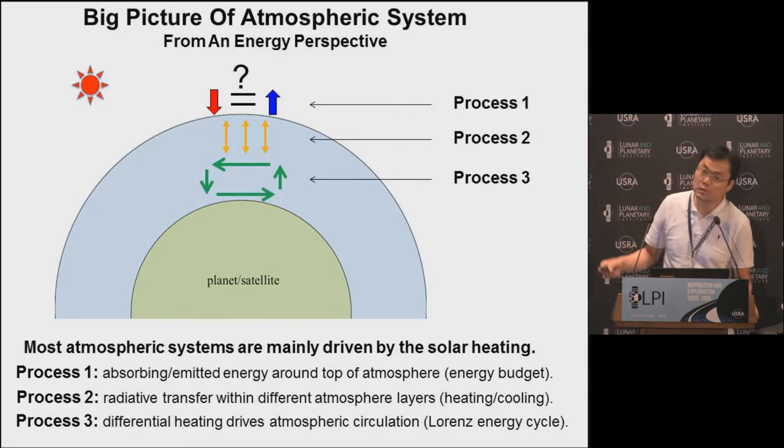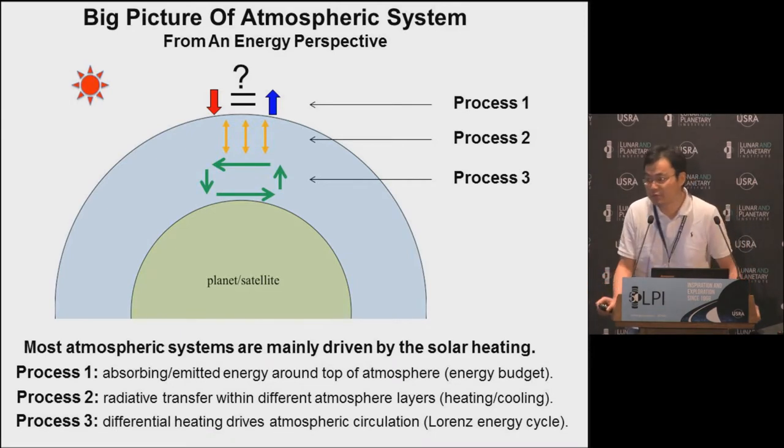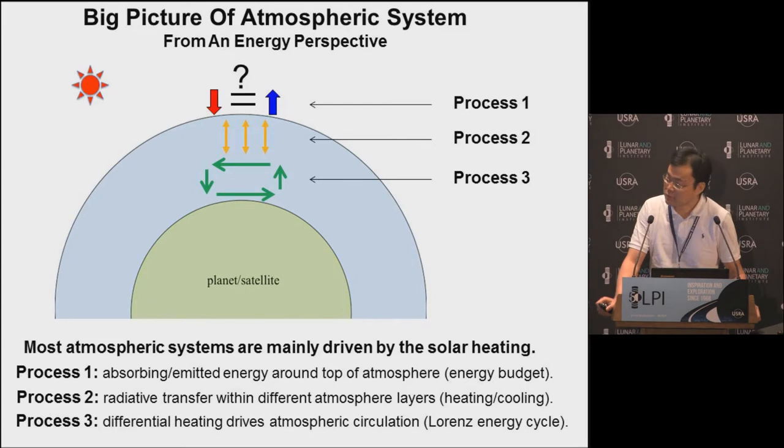The first process is at the top of the atmosphere, where I think the radiant energy budget is pretty important. The second one is the radiative transfer. Radiative transfer can generate potential energy. Potential energy can be converted into kinetic energy and drive atmospheric circulation or something else. So that's the third process.